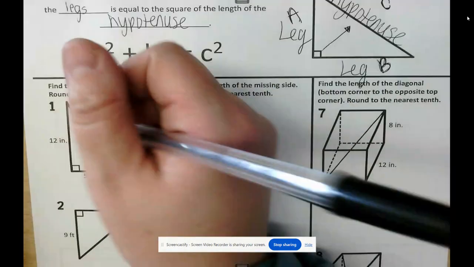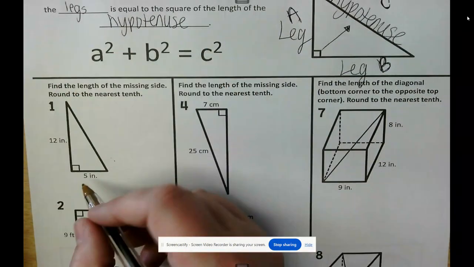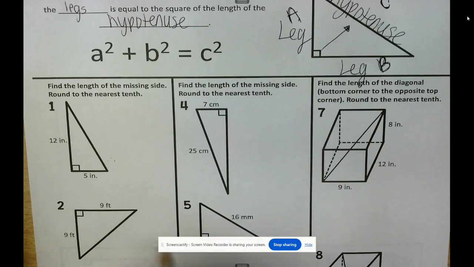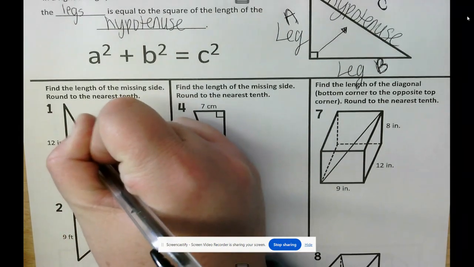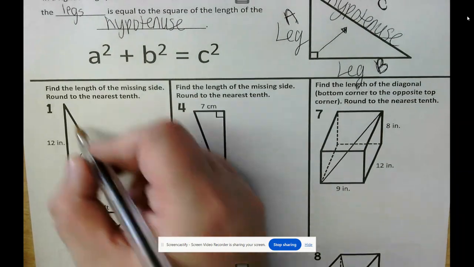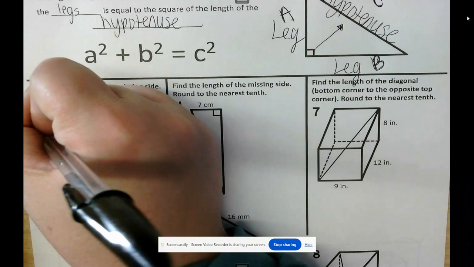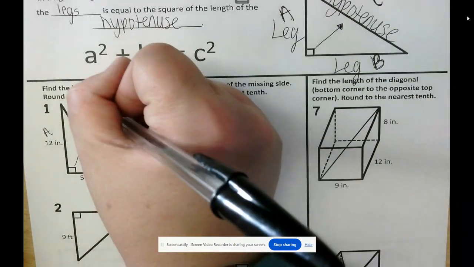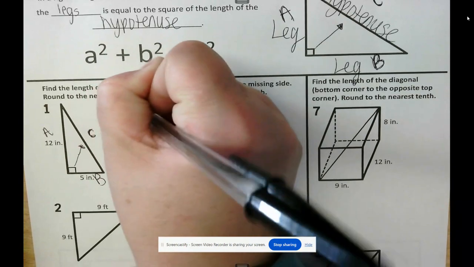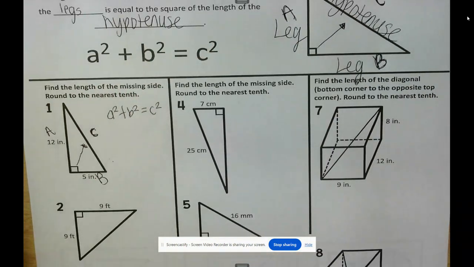So number one says find the missing length and round to the nearest tenth. First up is to label the triangle. What's A, what's B, and what's C. I start with my hypotenuse. The 90-degree angle is going right across, so that's my C. That's my hypotenuse. And then 12 and 5 will be my A and my B. Again, it doesn't matter what you label A and B, but the C does matter. And that's always going to be across from your 90-degree angle.